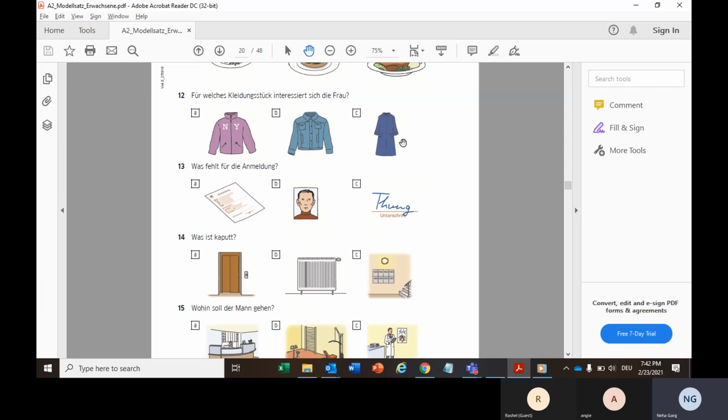Entschuldigung, die Jacke da gefällt mir. Die mit den weißen Buchstaben. Welche Größe haben Sie denn? L. Ach, tut mir leid, aber diese haben wir nur noch in S. Aber vielleicht gefällt Ihnen die Jeansjacke hier. Oder der blaue Mantel. Nee, die Jeansjacke gefällt mir nicht. Der Mantel ist hübsch, aber zu warm. Den brauche ich nicht. Lesen Sie jetzt Aufgabe 13.